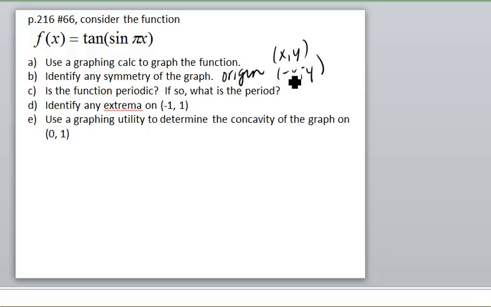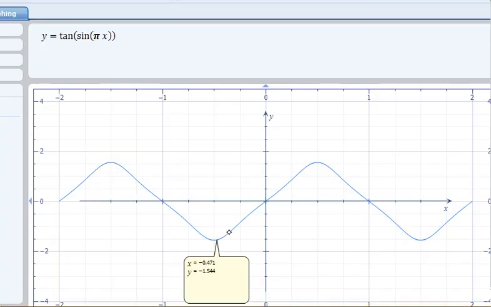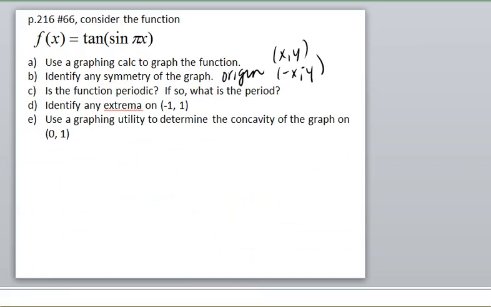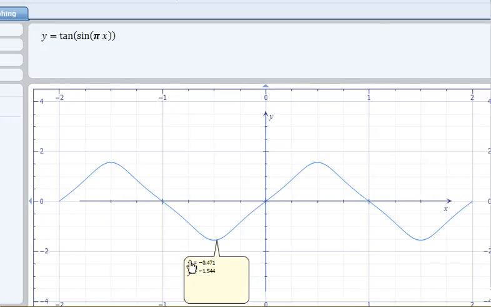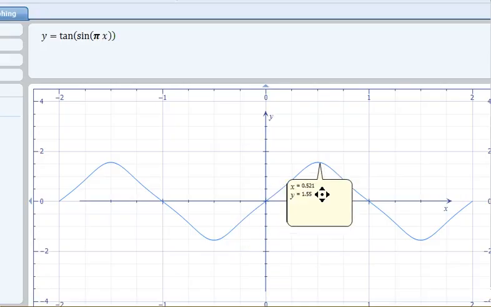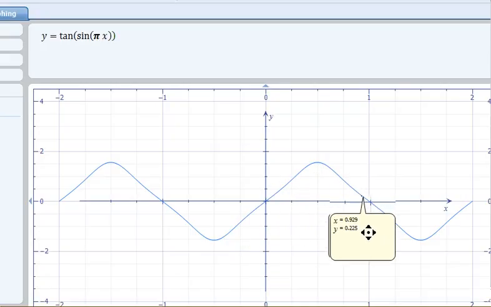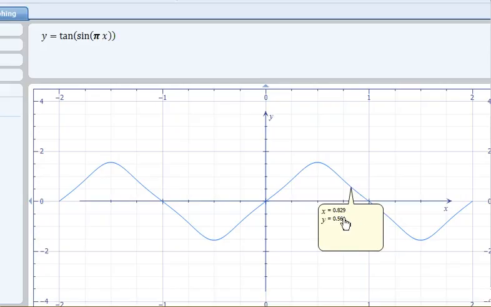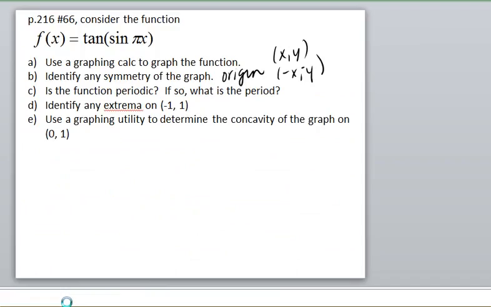Is the function periodic? The answer to that is yes. You can see how it's going up and down and up and down. It's asking what is the period, if it is periodic. So when does it make a complete rotation? It would be from here, so that's negative 1, all the way to 1. So that means it has a period of 2. It takes 2 units for it to make a complete period. So I'll write that. Has a period of 2.